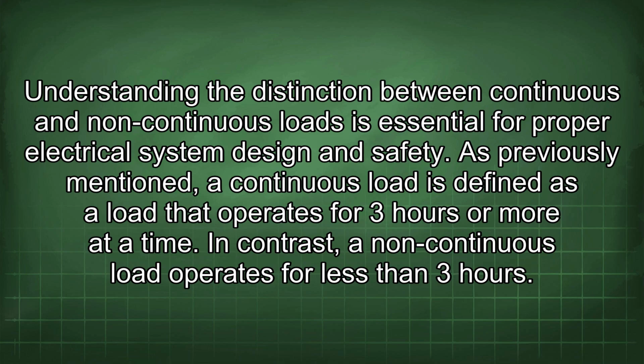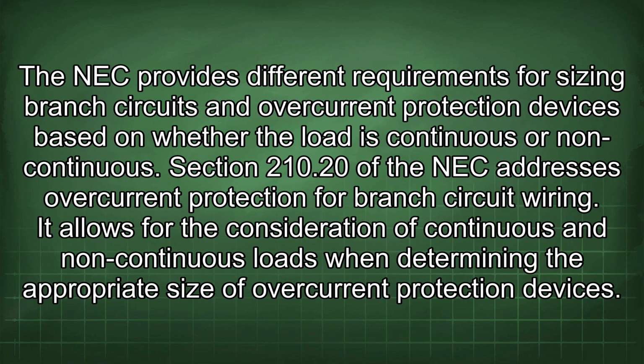As previously mentioned, a continuous load is defined as a load that operates for 3 hours or more at a time. In contrast, a non-continuous load operates for less than 3 hours. The NEC provides different requirements for sizing branch circuits and overcurrent protection devices based on whether the load is continuous or non-continuous. Section 210.20 of the NEC addresses overcurrent protection for branch circuit wiring. It allows for the consideration of continuous and non-continuous loads when determining the appropriate size of overcurrent protection devices.